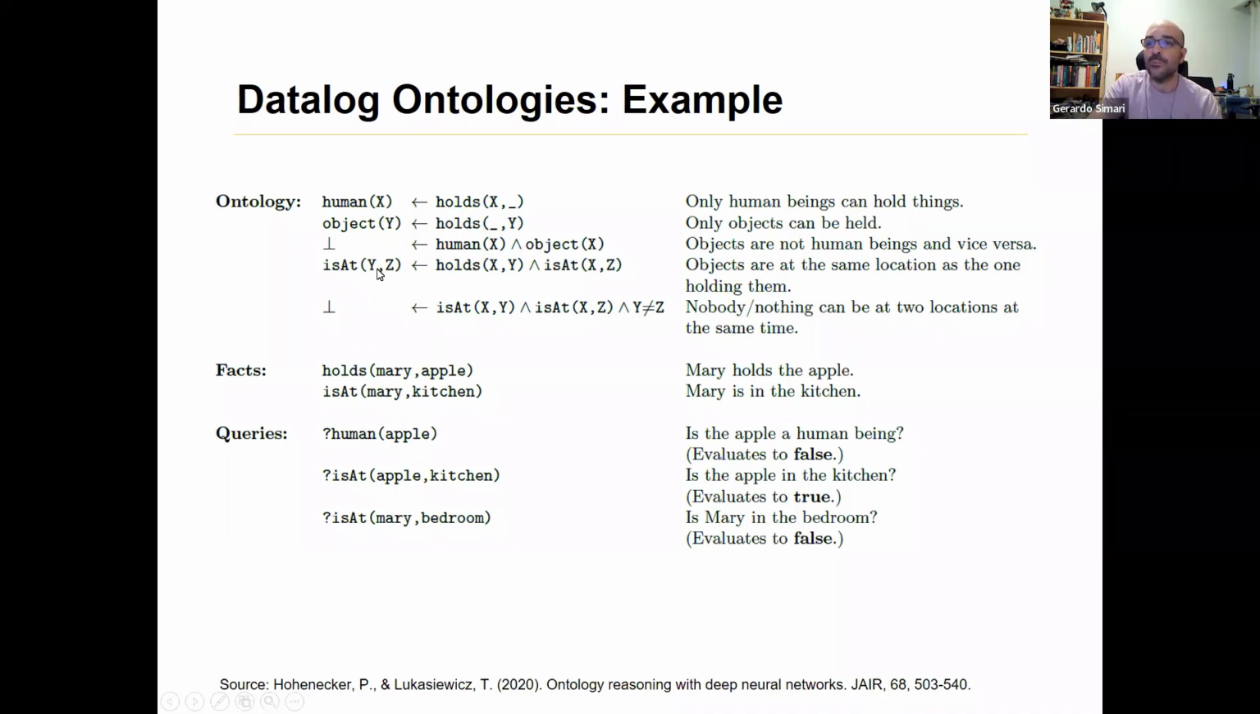That kind of thing. Here we have a little bit of an example of reasoning like before. Objects are at the same location as the one holding them. So if X is holding Y, then Y is at the same location as X. And then we have a few facts like Mary is holding an apple and Mary is in detention. Then queries that we can ask is very similar to my example with Michelangelo. We can ask, is the apple a human being? This evaluates to false. Is the apple in the kitchen? That kind of thing, right? Just using simply these rules and the facts.